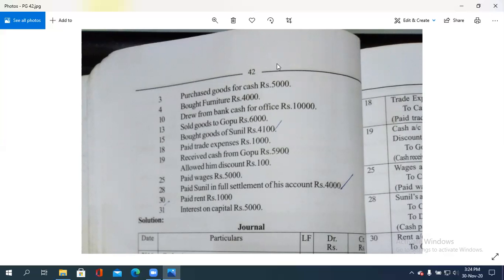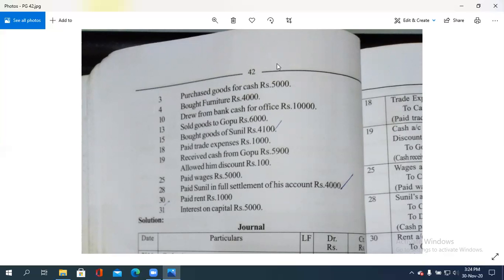Received cash from Gobu 5,900. Allowed him discount 100. So out of 6,000, 5,900 was received and 100 discount was allowed. So what is coming into the business? Cash, isn't it? So as an expense, there is what? Discount allowed. We are giving a discount to Gobu so that he can promptly make a payment. So he made a smaller payment.